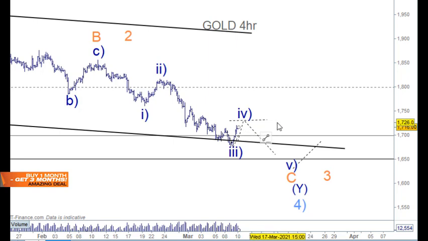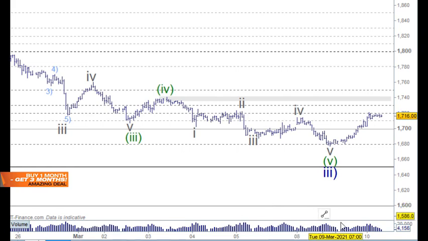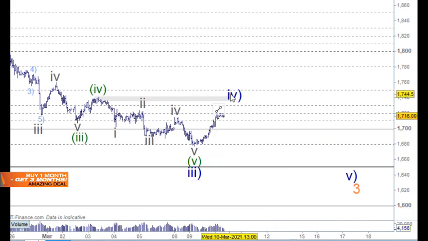But that said, we would need to see a 3-wave price movement from this low to that 1730 level. If we see just 5 waves to this level, then we know that this is not the case. As we move in here, this is what we were looking at last time, so back up to this level here.